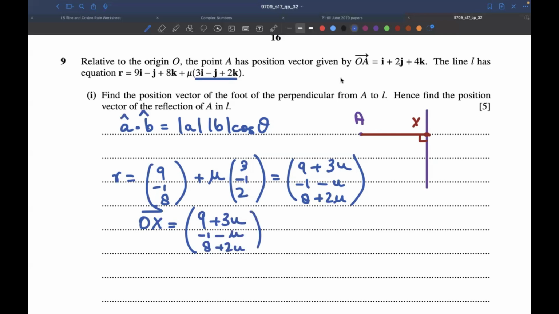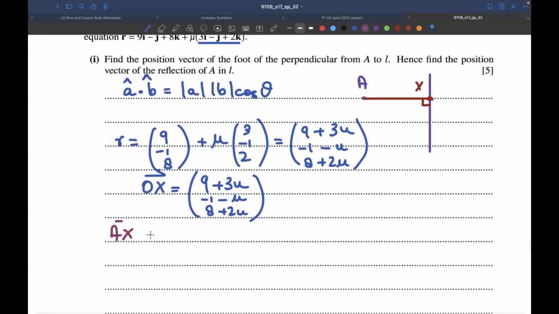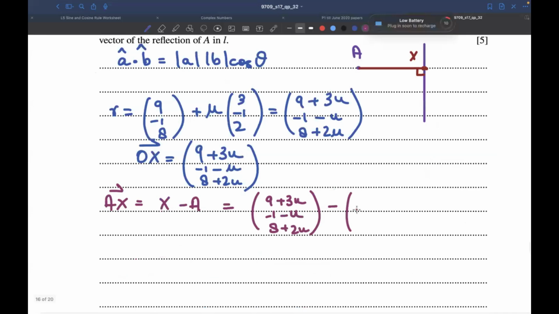So if we have to find the direction vector of AX, we know that AX is X minus A. So X minus A will become 9 plus 3 mu, minus 1 minus mu, and 8 plus 2 mu, minus the coordinates of A, which are 1, 2 and 4.